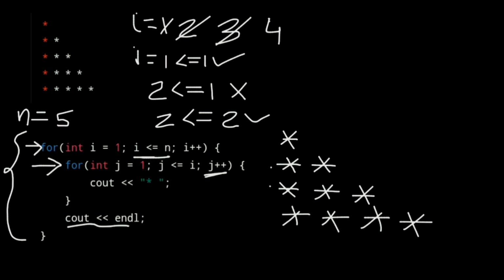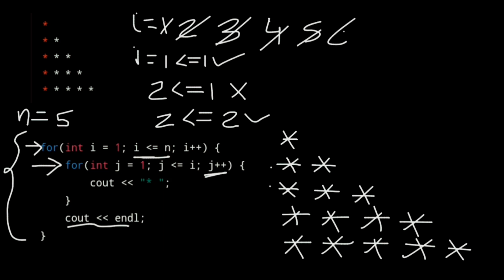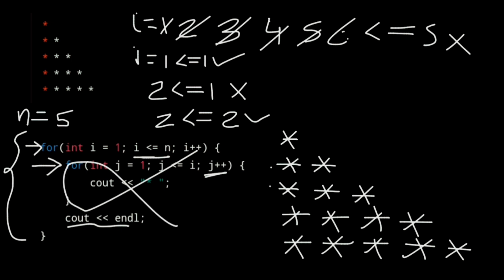After this i becomes 5, and 5 less than or equal to 5 is also true, and it enters the inner loop, and here we have 5 stars in the fifth row. After this iteration, i becomes 6, and 6 less than or equal to 5 is false, and the whole nested loop ends. The compiler comes out of the nested loops, and here you can see 5 stars in the last row.